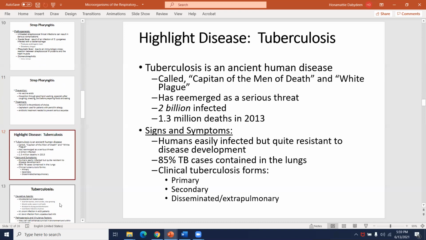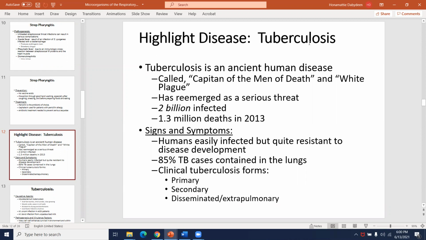Okay. And it is one of those diseases that is really very, very difficult to treat, maybe easy to acquire, but very difficult to treat. So we will try to focus a little bit on TB caused by Mycobacterium tuberculosis. So what do we know of TB?